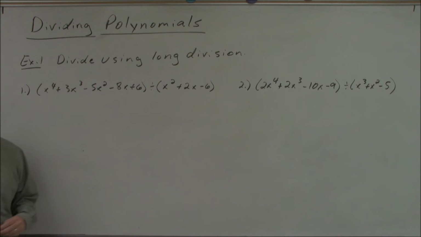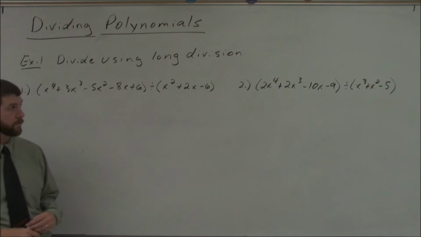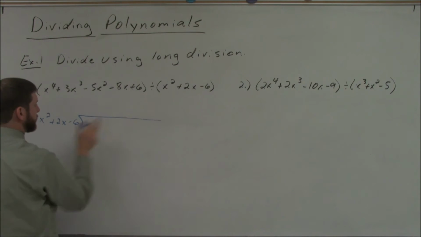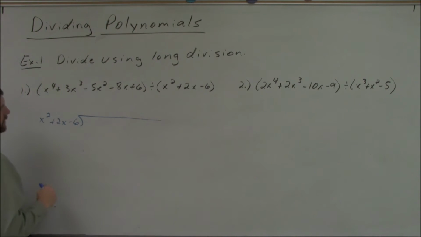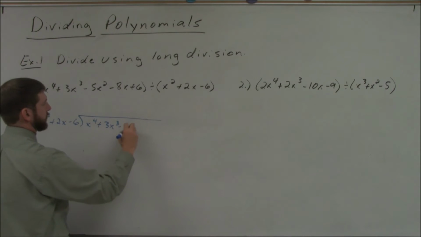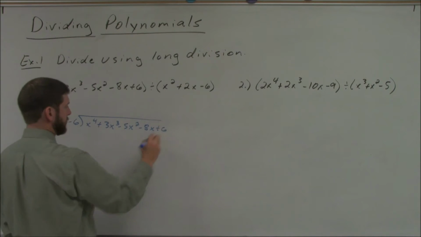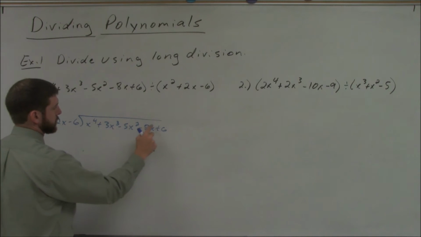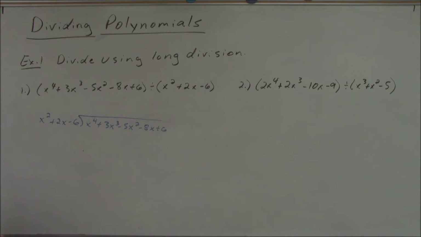All right, hopefully you were able to get the quotient for each of these 2 division problems. Let's check your work to see how you did. First thing we do, set it up. So x squared plus 2x minus 6 goes on the outside as the divisor, and the dividend goes on the inside: x to the 4th plus 3x cubed minus 5x squared minus 8x plus 6. There were no missing terms, so we didn't have any zeros to plug in.